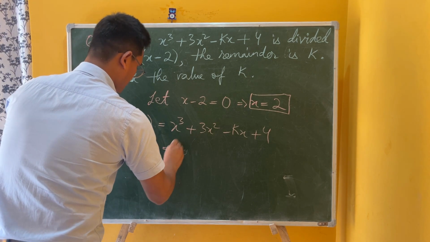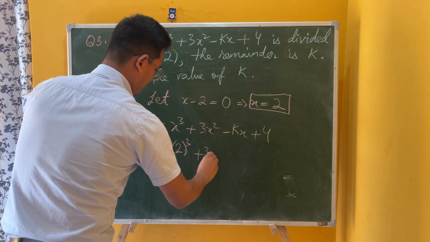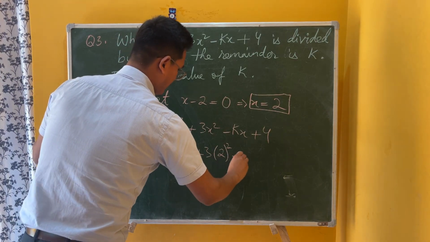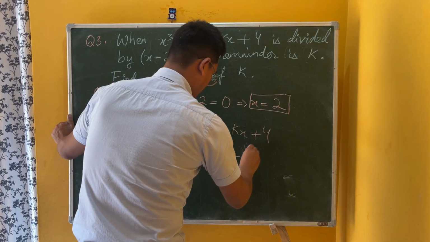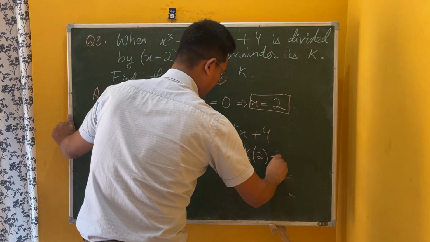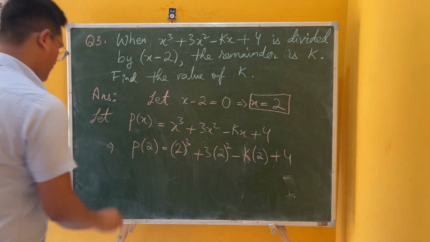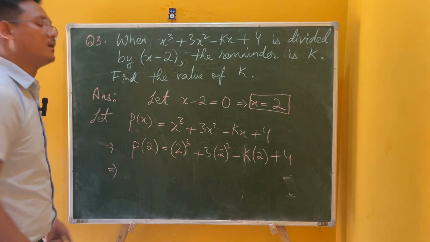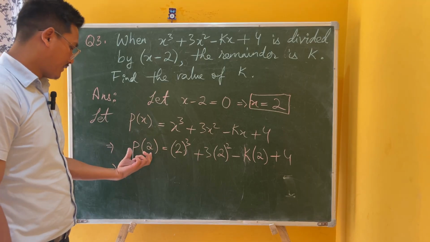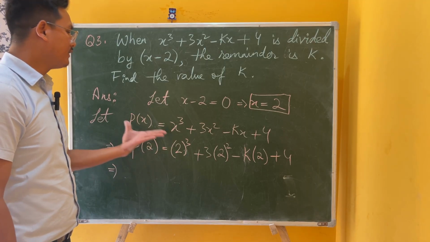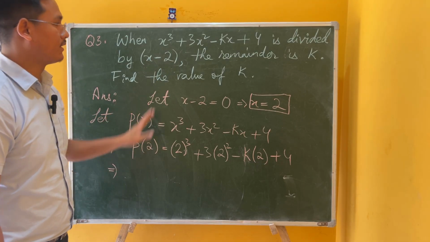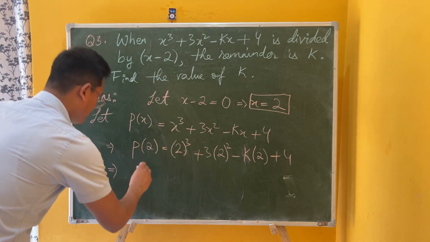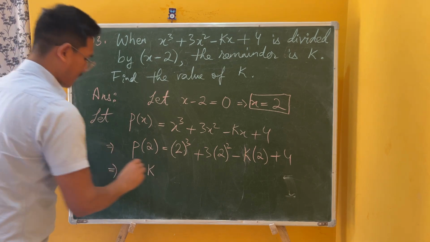So this is 2 cube plus 3 into 2 square minus k into 2 plus 4. We know the remainder. P of 2 means find the remainder when this polynomial is divided by x minus 2. What is the remainder? The remainder is k. So this is equal to k.